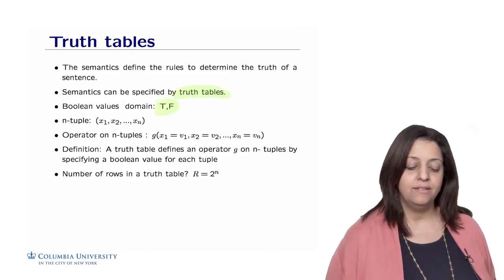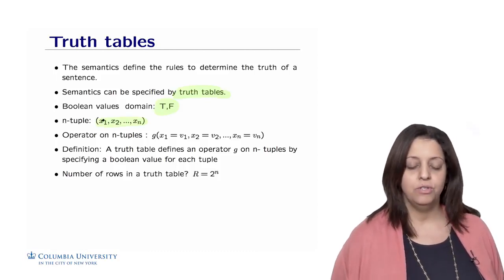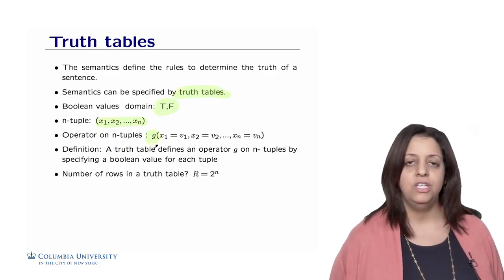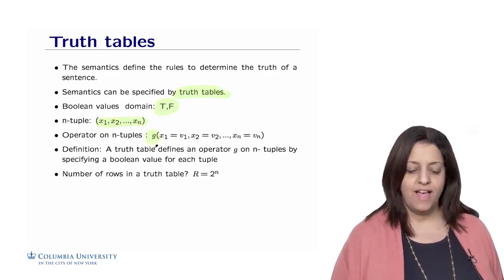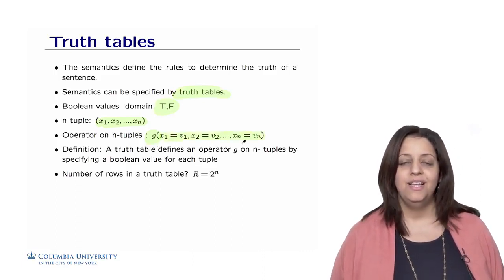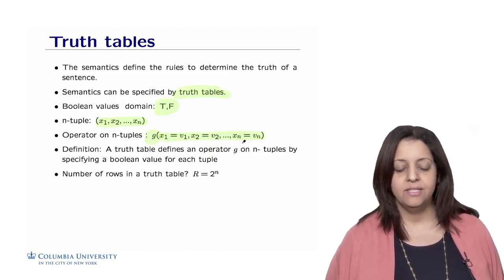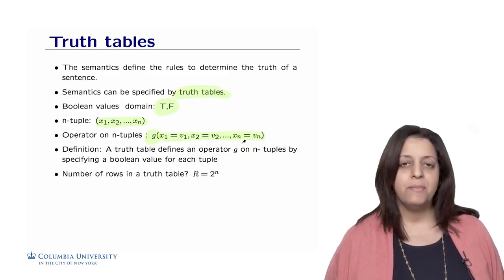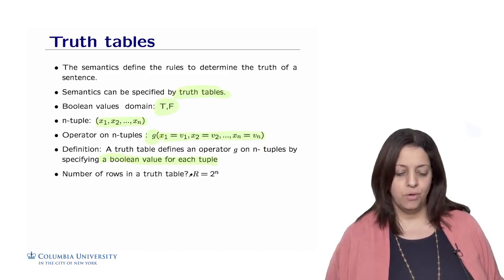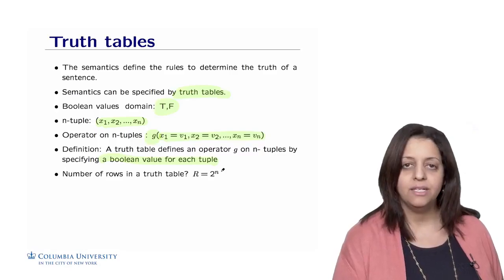A table is a set of n-tuples. These n-tuples have n values, and these n values are true or false. We also define an operator on the n-tuples. It's called G, that outputs a Boolean value for combinations of true and false for the possible propositions. Then a definition for a truth table is an operator G on the n-tuples by specifying one Boolean value for each tuple. The number of rows in the truth table is 2 to the n, where n is the number of atomic propositions.